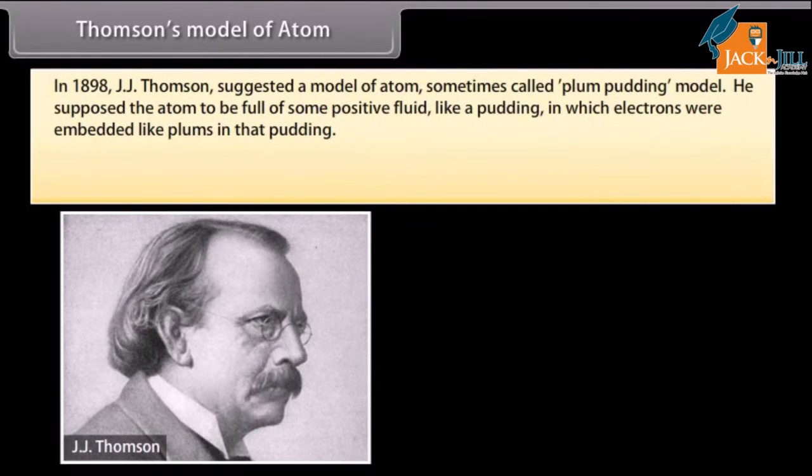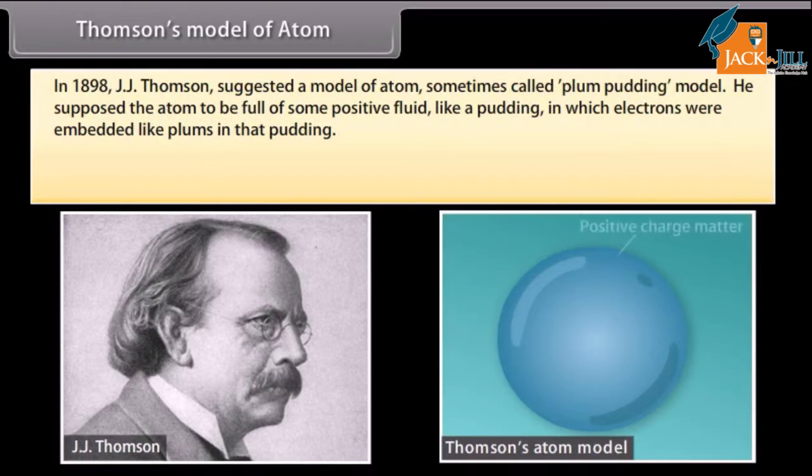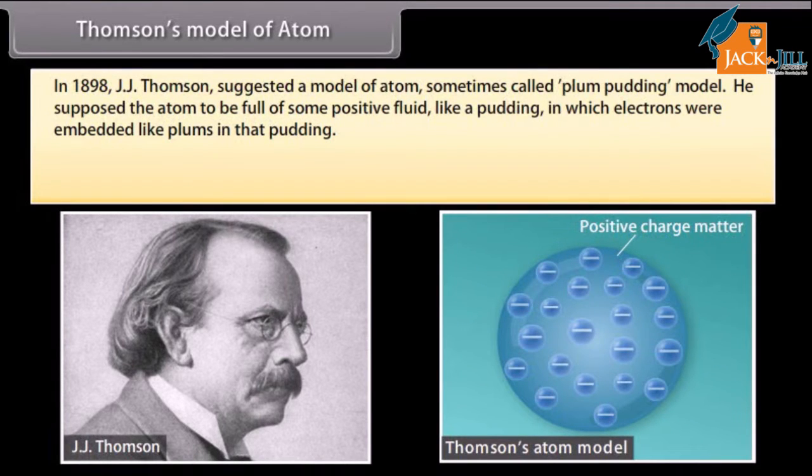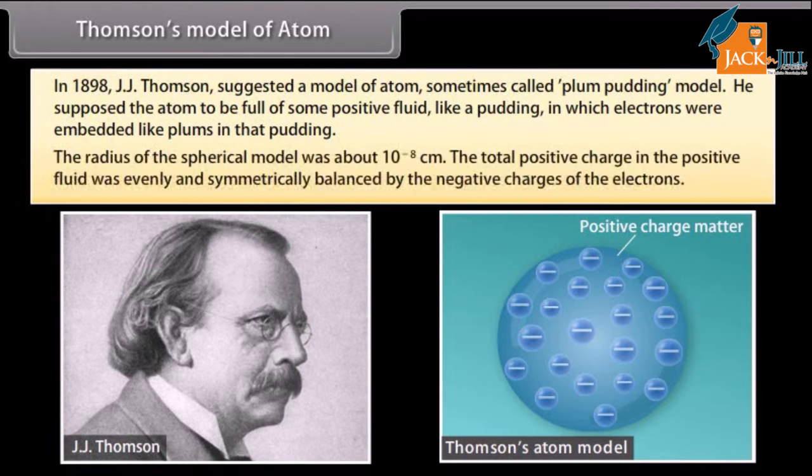Thomson's model of atom. In 1898, J.J. Thomson suggested a model of atom, sometimes called the plum pudding model. He supposed the atom to be full of some positive fluid, like a pudding, in which electrons were embedded like plums in that pudding. The radius of this spherical model was about 10 raised to the power minus 8 centimeter.